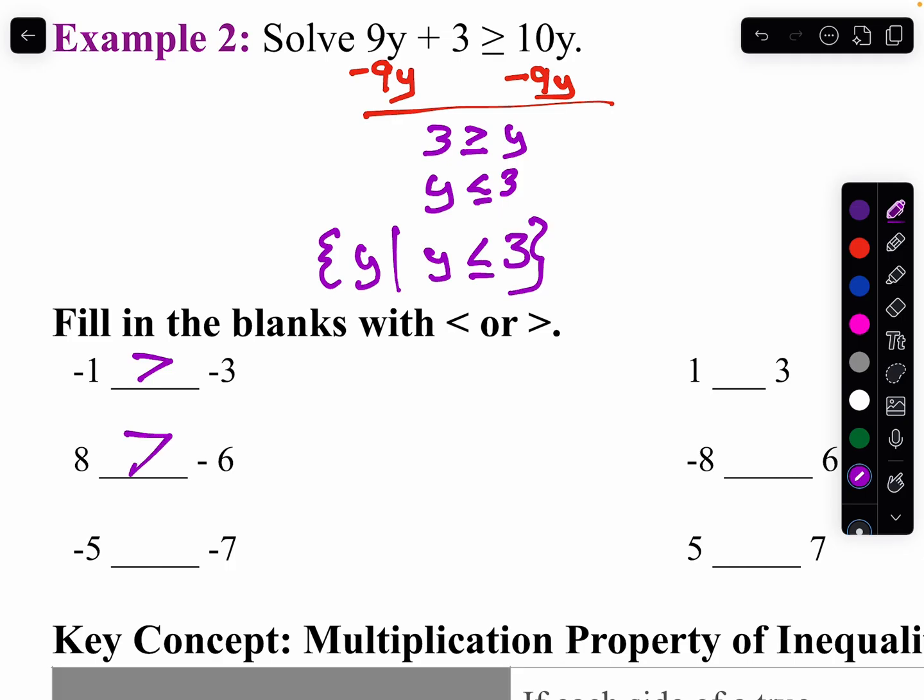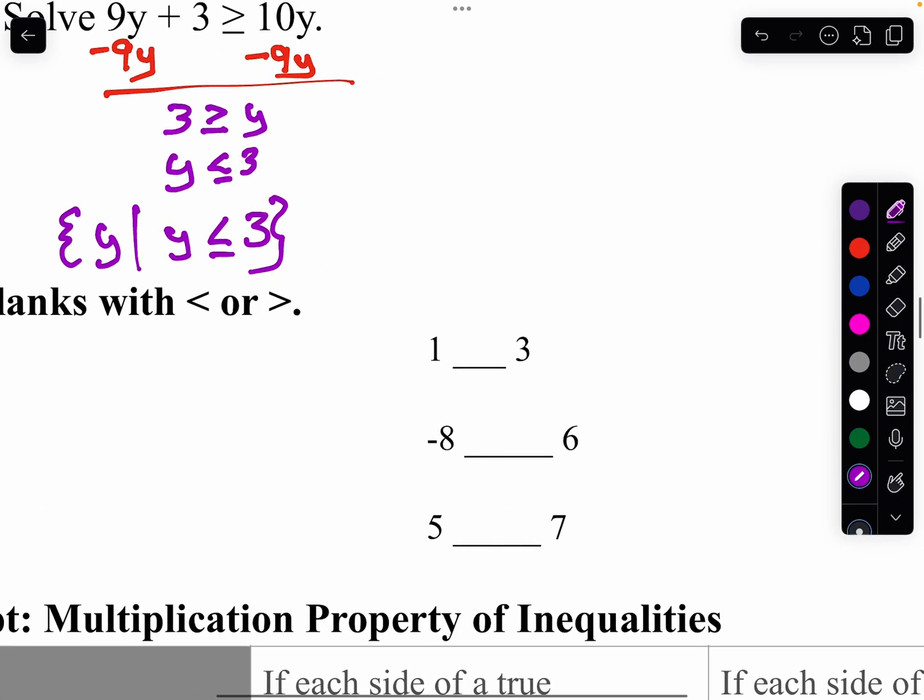-5 is to the right of -7 on the number line, so it's greater than. 1 is to the left of 3 on the number line, so it's less than. -8 is to the left, so it's less than, and 5 is to the left.